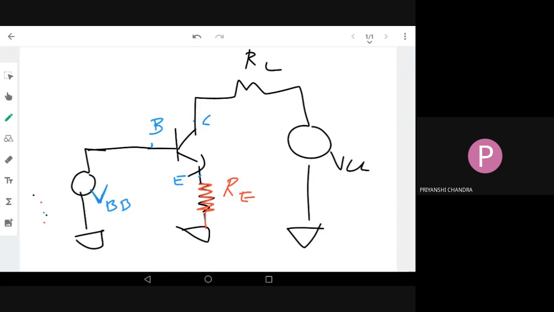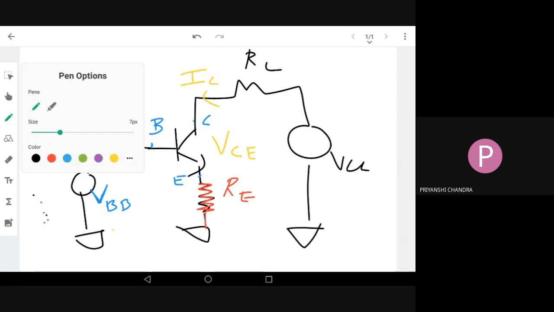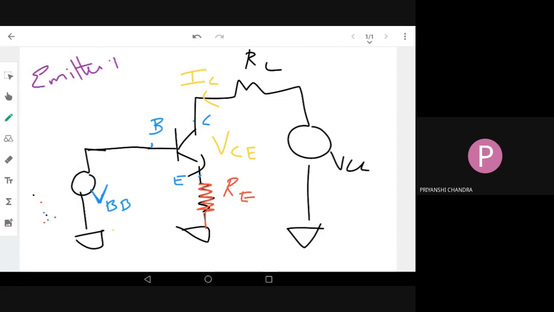From here, how will we calculate IC and VC? Ultimately, we are interested in two things: VCE and IC. These are my operating quantities. To fix IC and VC, we have a lot of biasing techniques: base bias, voltage divider bias, emitter bias. This circuit which we are going to discuss is called emitter bias.